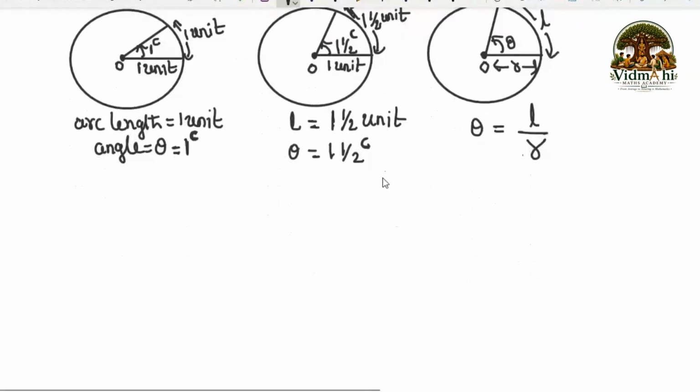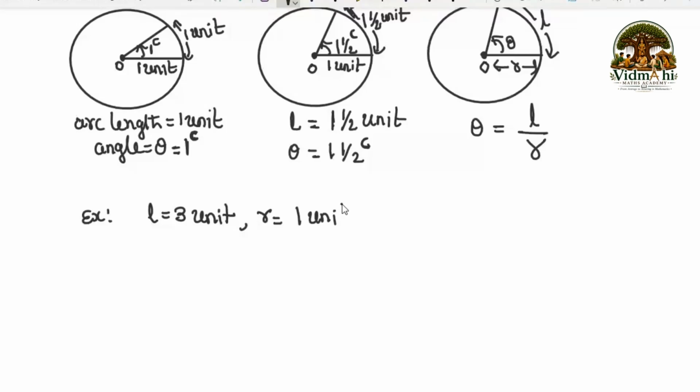For example, suppose the arc length is 3 unit and the radius, we already know, is 1 unit. So we can say that angle theta is 3 by 1, that is 3 radian.